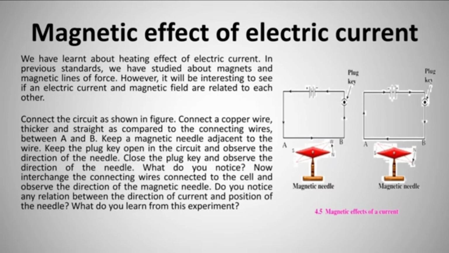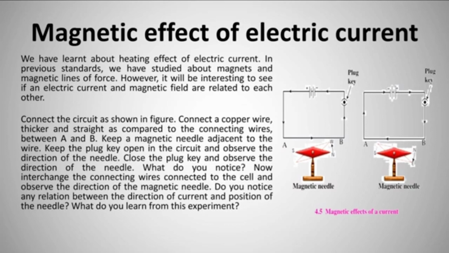Now, interchange the connecting wires connected to the cell and observe the direction of the magnetic needle. Do you notice any relation between the direction of the current and the position of the needle? What do you learn from this experiment?